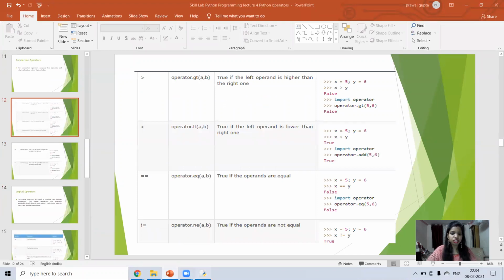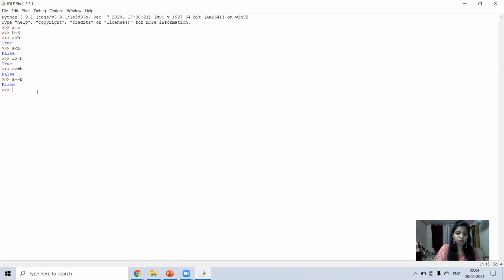Now with the operator commands, you can import operator. Operator for greater than is dot gt. Suppose 5 comma 2, so we are checking whether 5 is greater than 2. And operator dot lt for less than, it should show false. Then dot eq for equals to, false.